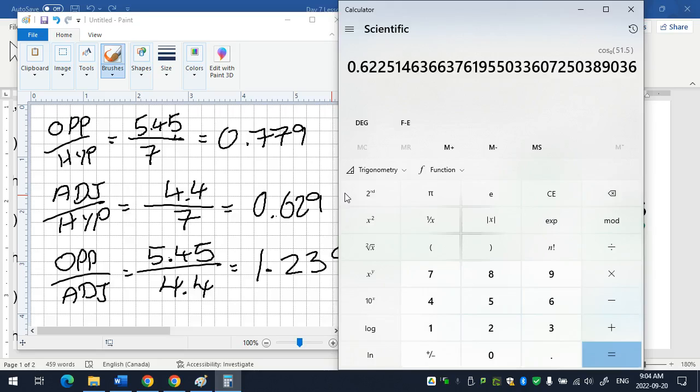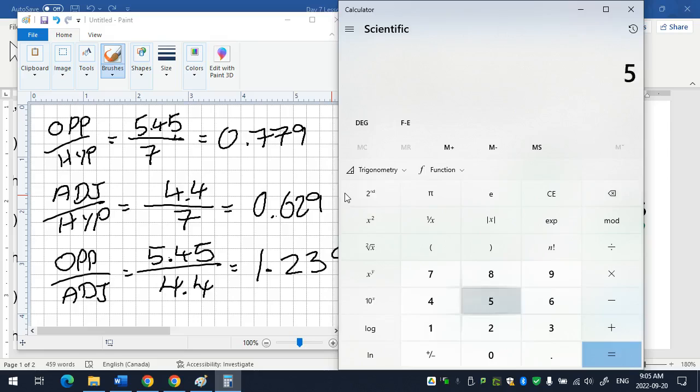What is my last one? I did my sine. I did my cosine. There's only one left: tan. Again, what do I have to put first, the tan or the number? I have to feed the number first. 51.5. We should get something very close to 1.239. We're ready? Let's see how close we got.